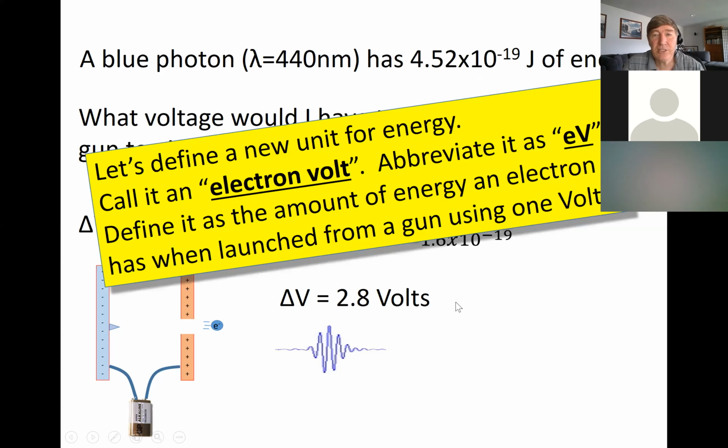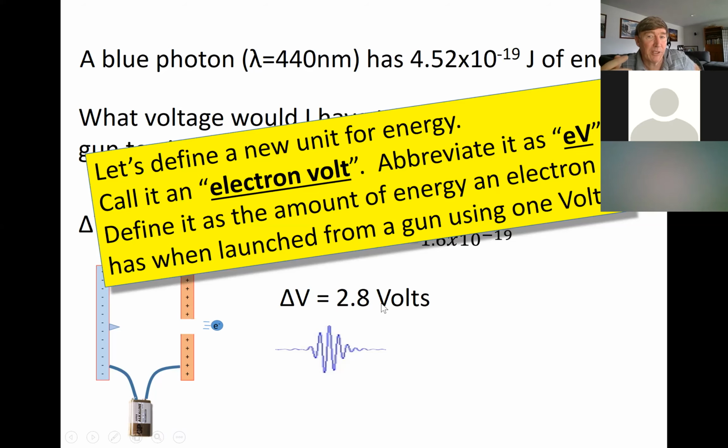Okay, so let's define a new unit for energy. Let's call this unit the electron volt, which we will abbreviate as eV. We're going to define it as the amount of energy that an electron would have when it's launched from a gun that's using a certain number of volts. Like in this case right here, our electron, which we purposely designed so it would have 4.52 times 10 to the negative 19 joules, which is the energy of that blue photon. So this electron has that same amount of energy.